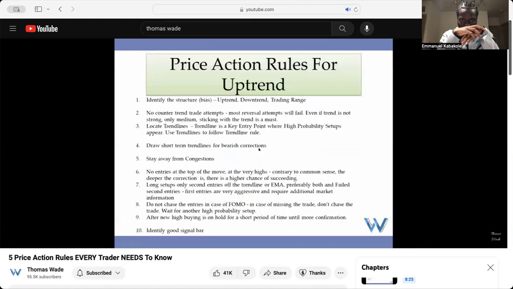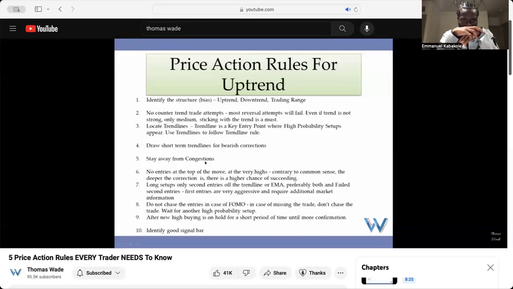Price action rules for the uptrend. I still need to identify what the structure is. I'm still trying to follow the trend. I'm not looking to counter trend just yet. Following the trend line rule, identifying the key entry points, identifying the high probability setups, not trying to jump the gun in case I miss a trade. I'm not entering at the very highs of the move. I want to take the pullbacks.